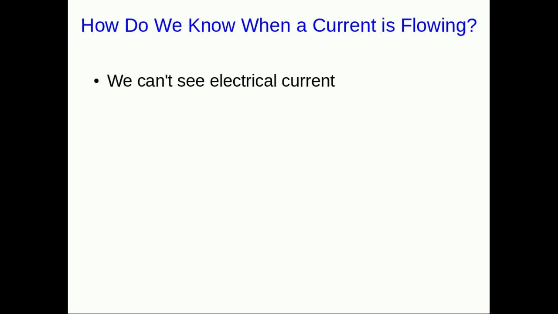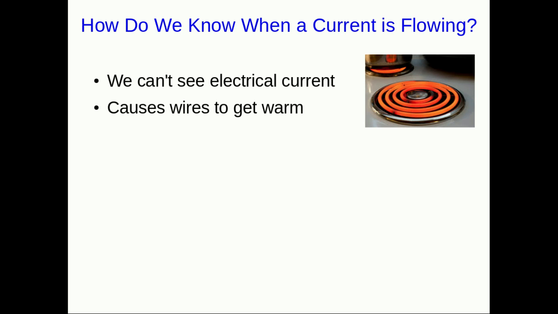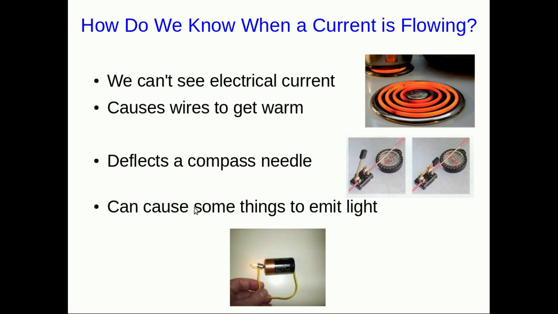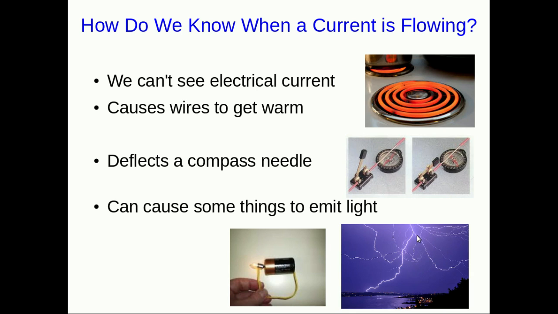So it has a lot of effects that make it possible to know when it's occurring and also make it possible to measure it. Some of them that are easy to observe is that it causes things to get warm. When a current flows through a material, it warms that material up. Not often as much as, say, the current flowing in a stove element. Often this is a subtle effect, but it's there. Current can deflect a compass needle. We'll talk about that more in an upcoming unit on magnetic forces and fields. And it can cause some things like light bulbs and the air, when lightning is passing through it, to emit light.